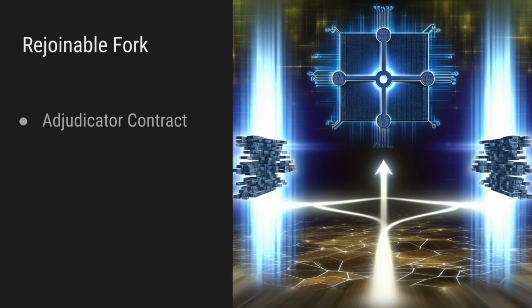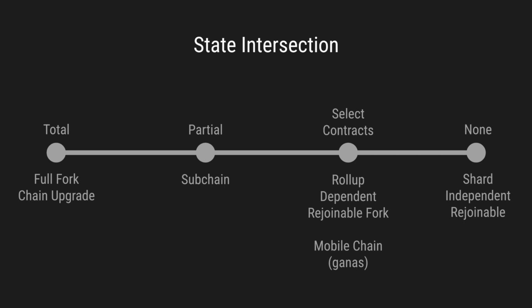And based on the level of state intersection, you can be in different cases. When the state intersection is total, we are talking about a full fork or chain upgrade. There is no state to merge. We are talking about competing states of a blockchain.